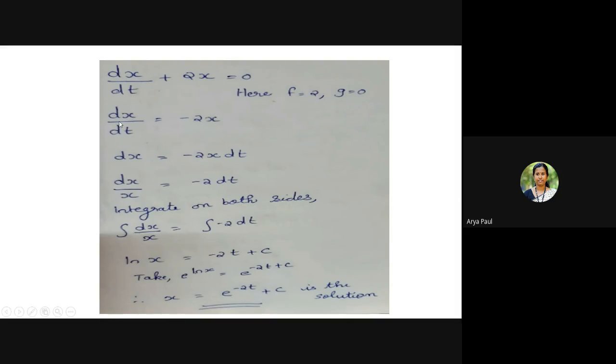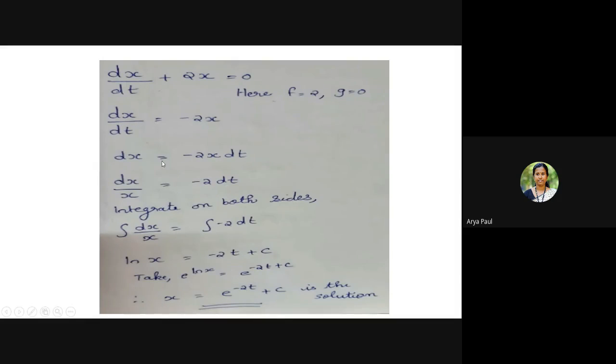Just bring the term 2x to the right hand side. For rearranging, dx by dt equal to minus 2x, isn't it? Then I am again rearranging this: keeping dx on the left hand side, dx is equal to minus 2x dt. Can I write it like this? Okay, correct.